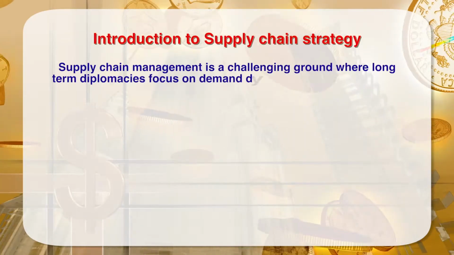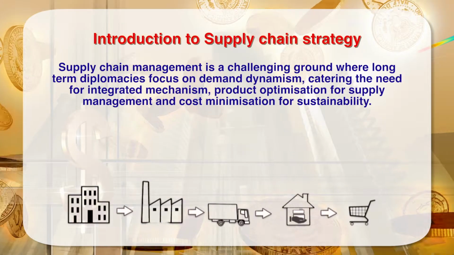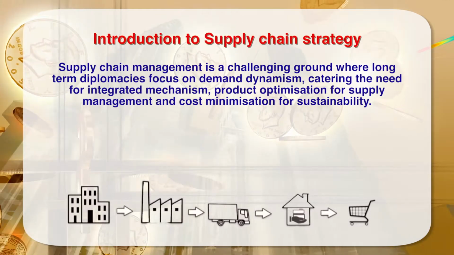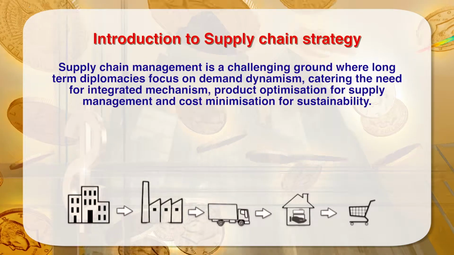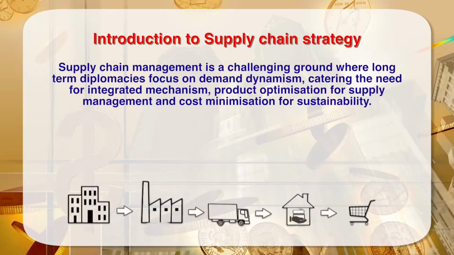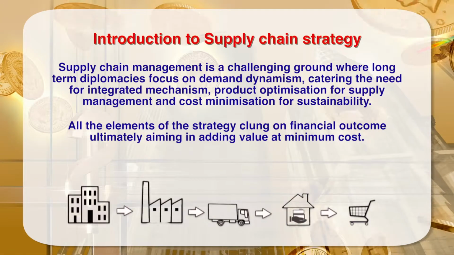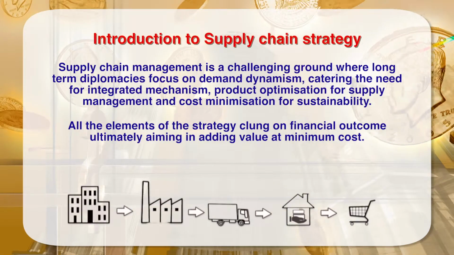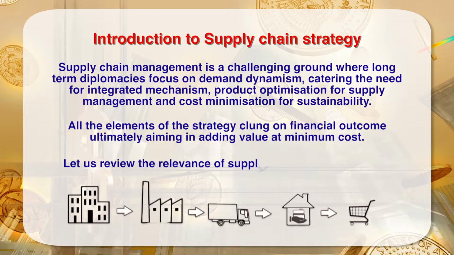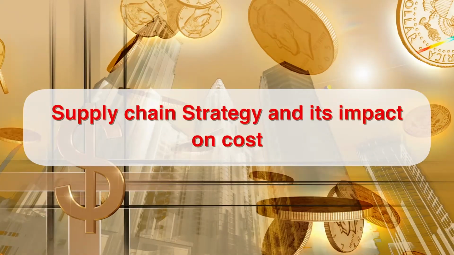Supply chain management is a challenging ground where long-term diplomacies focus on demand dynamism, catering the need for integrated mechanism, product optimization for supply management, and cost minimization for sustainability. All the elements of the strategy cling on financial outcome, ultimately aiming at adding value at minimum cost. Let us review the relevance of supply chain strategy on cost. Supply chain strategy and its impact on cost.